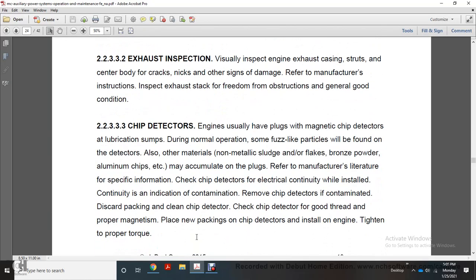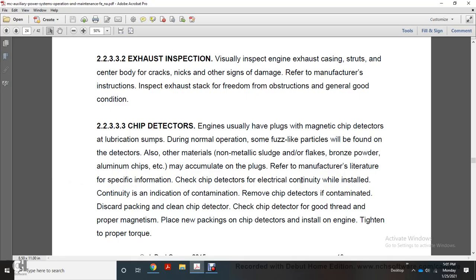Chip detectors. Engines usually have plugs with a magnetic chip detector in the lubricating system. During normal operation, some fuzz-like particles will be found on the detectors. Also, non-metallic sludge, flakes, bronze powder, aluminum chips, etc., may accumulate on the plugs. Refer to manufacturer literature for specific information.